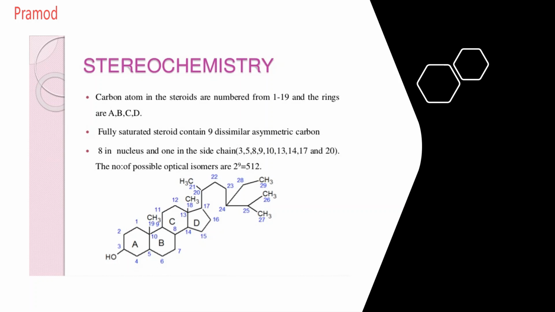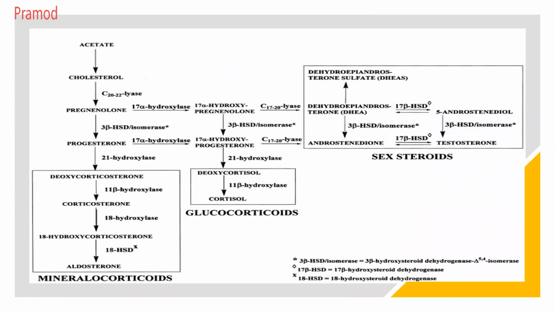Fully saturated steroid rings contain 9 dissimilar asymmetric carbons. There are 9 asymmetric carbons at the 3rd, 5th, 8th, 9th, 10th, 13th, 14th, 17th and 20th positions, each containing an asymmetric center. So there will be 512 optical isomers that can be formed. Since there are 9 stereogenic centers, there will be 2 raised to 9, that is 512 stereoisomers, optical isomers of your cholesterol.